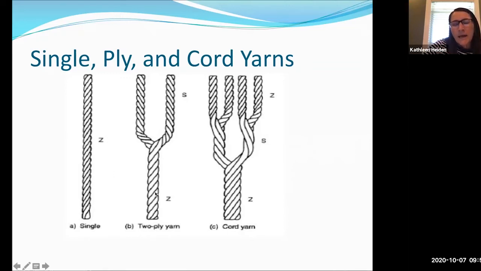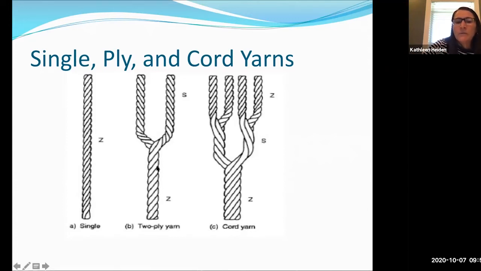Then a ply is that we take multiple singles and twist them together to make a yarn. Okay. So this is an example of a 2-ply because we have 2 single yarns that are being twisted together to make one yarn. Okay. A cord means that we take multiple plies and twist them together. So a cord, if you untwist it, you're going to untwist into plies. And then you untwist those plies and you're going to untwist down to your single yarns, okay?